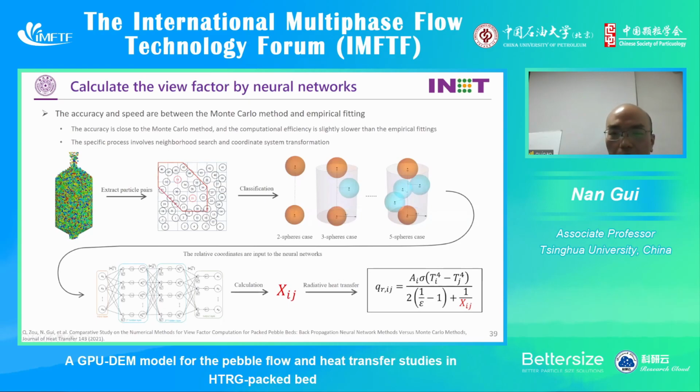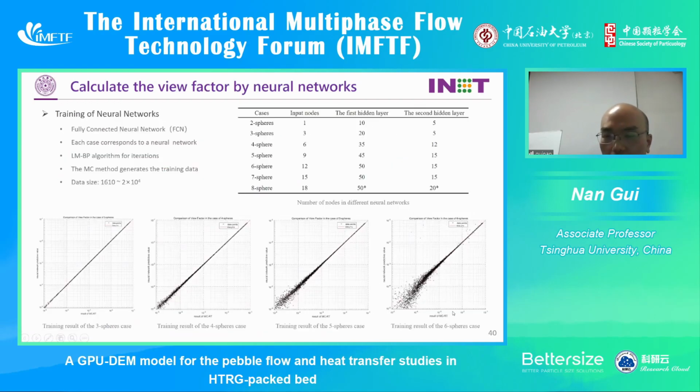So it can speed up the calculation of the view factor, and we use this value in the radiation flux. So this is the training data, the training results. The X axis is the Monte Carlo data, which means it is accurate, and the Y axis value is the neural network prediction.